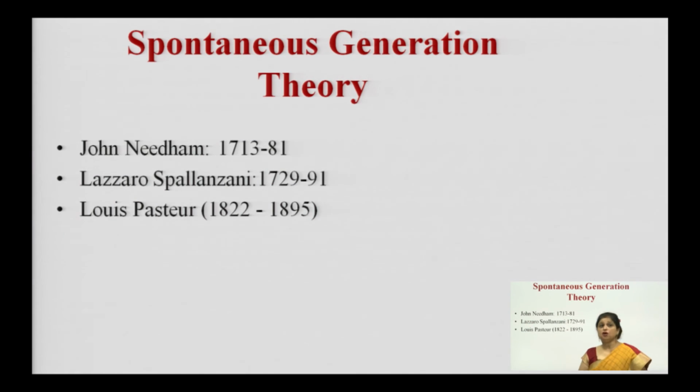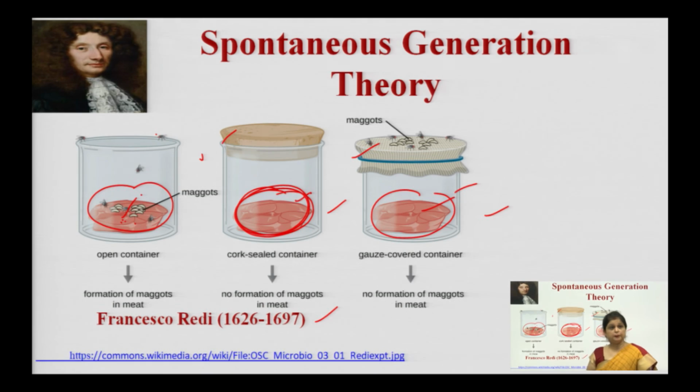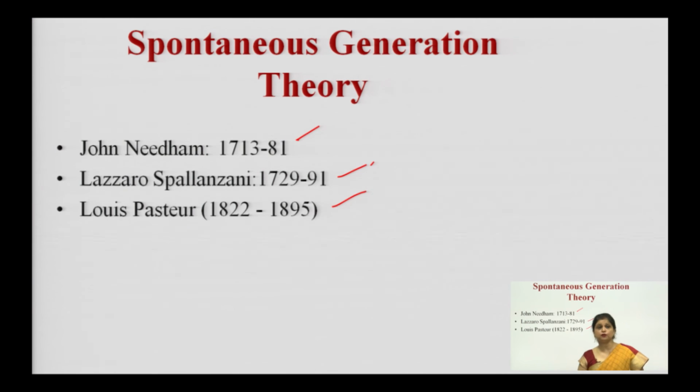After that, Johann Needham was the scientist who was in favor of spontaneous generation, and Lazzaro Spallanzani was the scientist who was against it, and Louis Pasteur was the person who put an end to spontaneous generation. Francesco Redi was trying to prove that microorganisms are not generated spontaneously. But Johann Needham was the scientist who tried to prove that microorganisms are generating spontaneously.